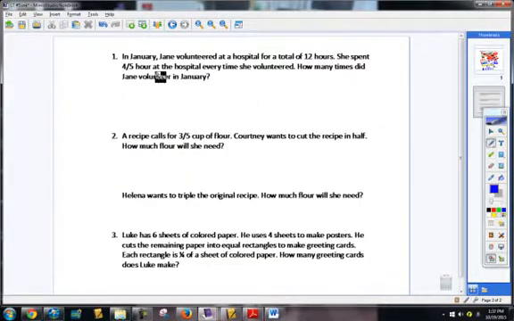In January, Jane volunteered at a hospital for a total of 12 hours. She spent 4/5 of an hour at the hospital every time she volunteered. How many times did Jane volunteer? Again, just ask yourself, which of these is being divided? Is it the total? Remember, whole divided by part equals part. So when you're doing this, you're saying, that must be my dividend because that's what's being divided, and I'm dividing it into 4/5 of an hour time frames.